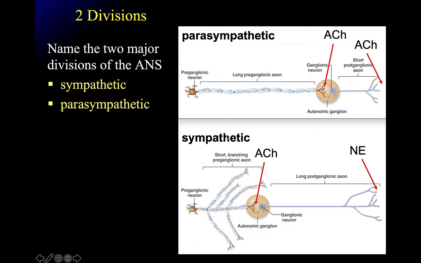In the case of the sympathetic division, we tend to have short, branched preganglionic axons, meaning this can synapse with multiple things. We then go to a ganglion, which should be relatively close to the spinal cord. We synapse, and we have a long postganglionic axon. We release acetylcholine again in the ganglion, but norepinephrine is the neurotransmitter used at the effector.